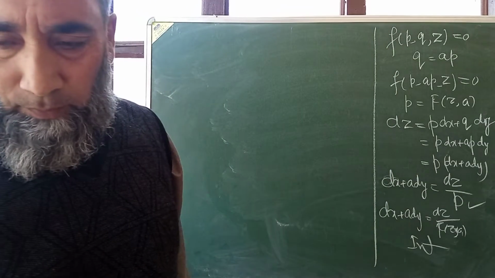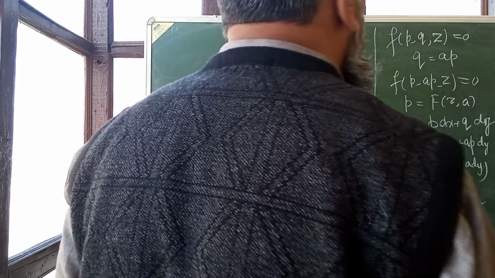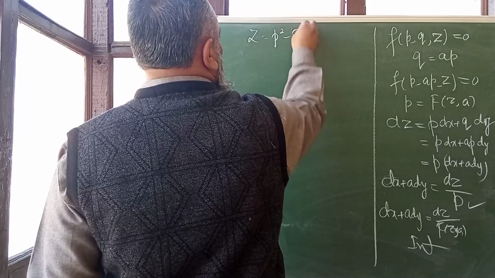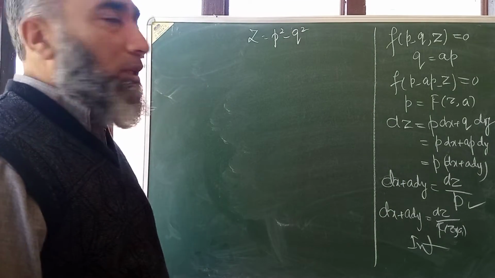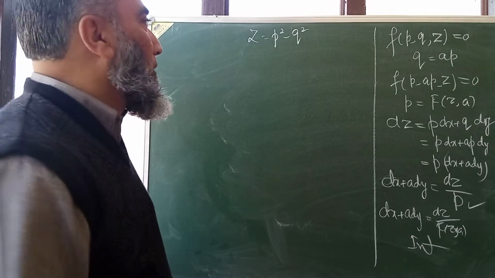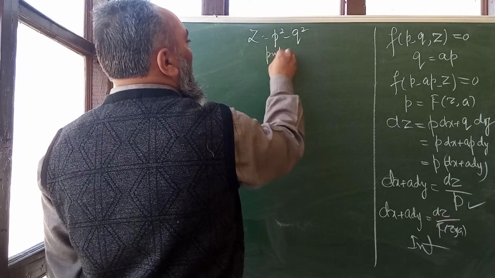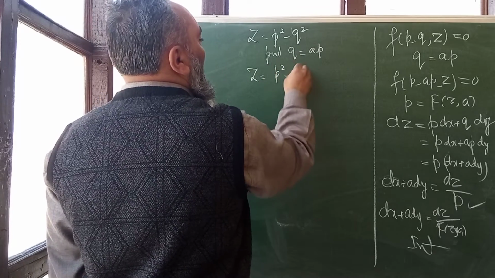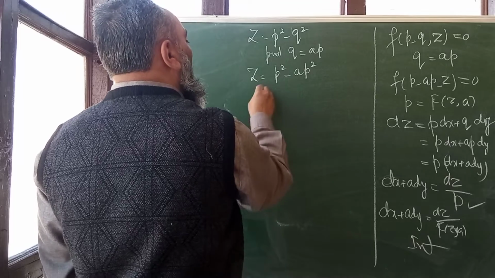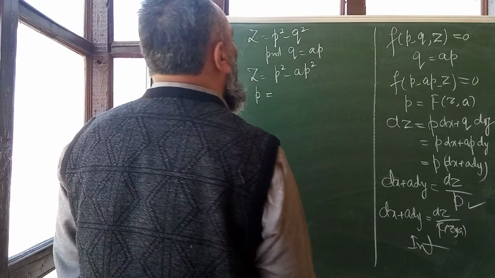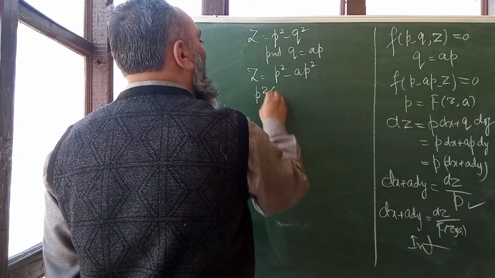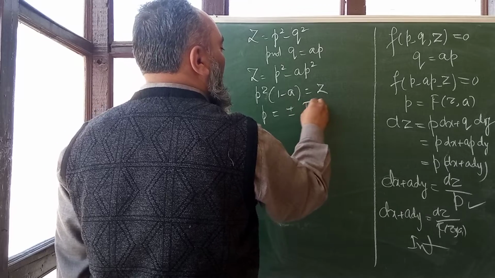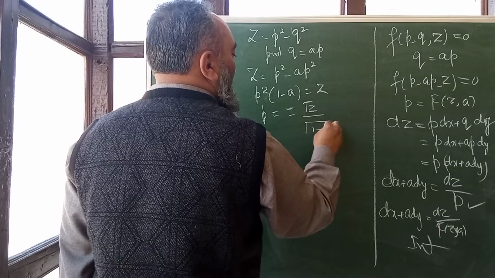Let me take up a question. Say I have Z equal P square minus Q square. So Z is function of P and Q. So I have P, Q, Z. So let me put Q equal AP. What will I get? Z equal P square minus AP square. So P square into 1 minus A equal Z. So P is equal plus minus root Z upon root 1 minus A.